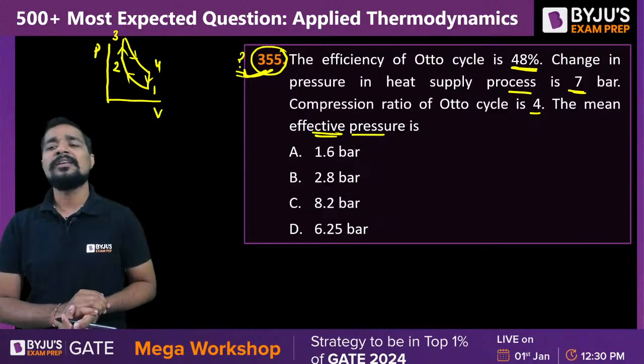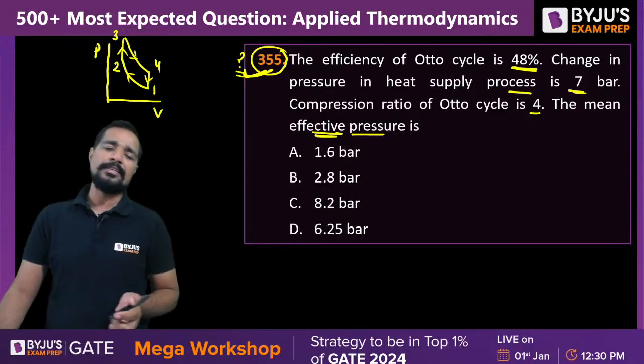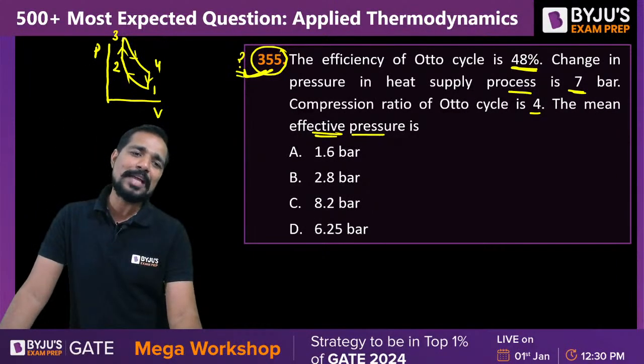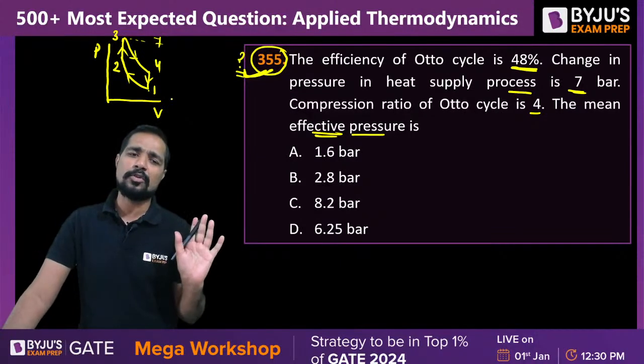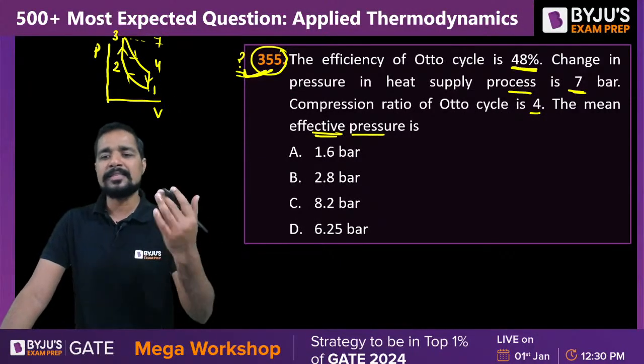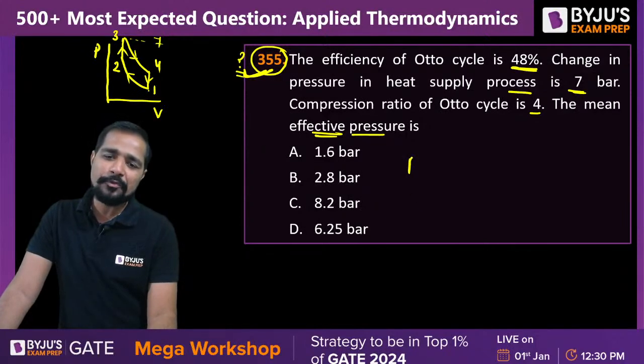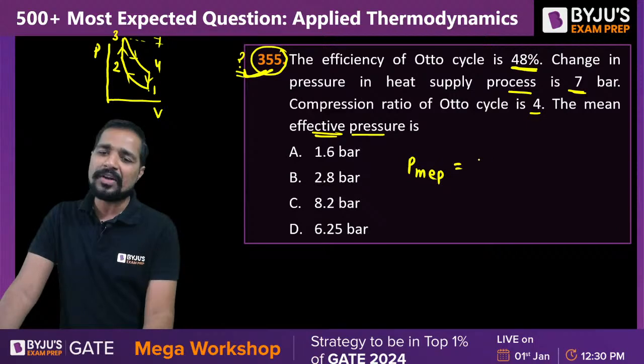6.25, my dear, it's not possible. Let me tell you why it is not possible. Because the maximum pressure of the cycle is 7, the mean effective pressure is somewhere in between the minimum and maximum, so an answer near 7 is not possible. So let's see the answer, my dear. The mean effective pressure, if you are aware of this formula, it is okay. Mean effective pressure is given by, yes, very good, very good.